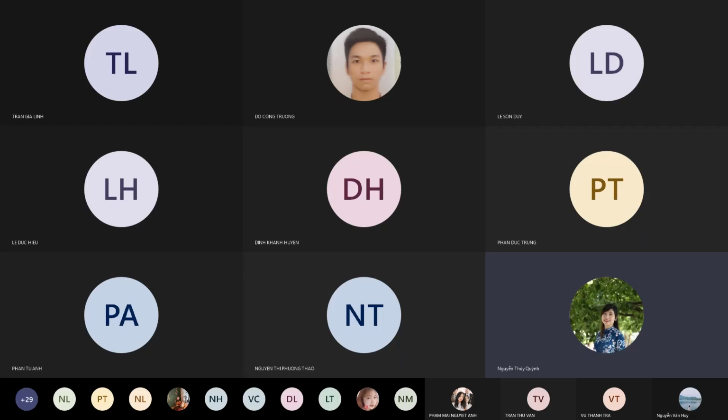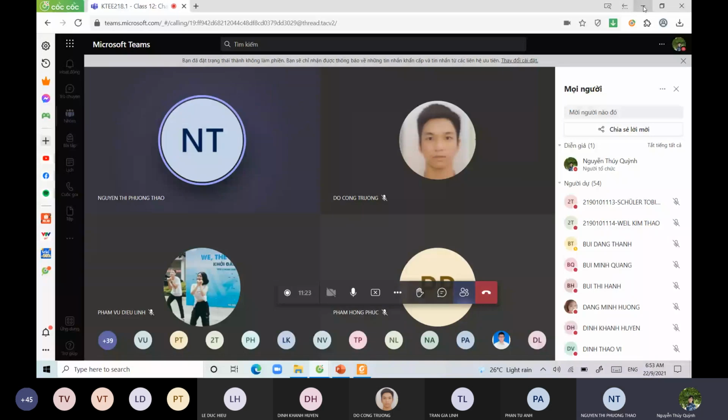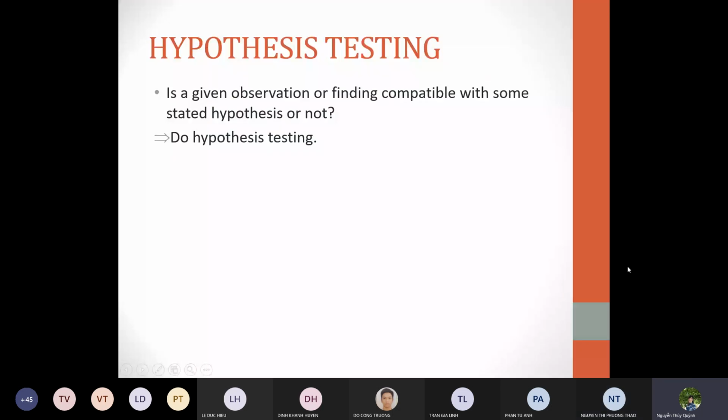Okay, so let's talk about hypothesis testing. A hypothesis is something we believe about the population, something we think might happen in the population. That is our research hypothesis.